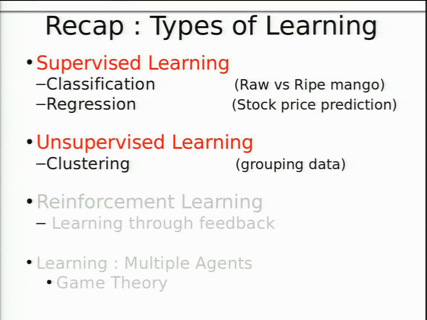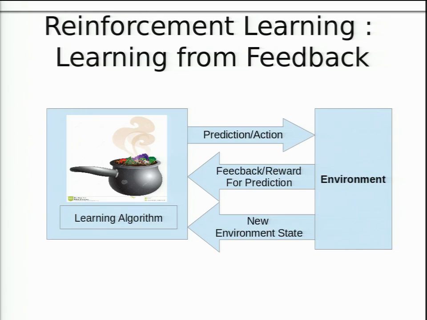Okay, so we looked at supervised learning, we looked at unsupervised learning. The third type of learning is reinforcement learning. So this is the picture for reinforcement learning, but I'm going to give you an example. Reinforcement learning is like training your dog. So how many of you have pets? Okay, so if I want to throw a ball and I want my dog to go and fetch the ball, how would you train it?